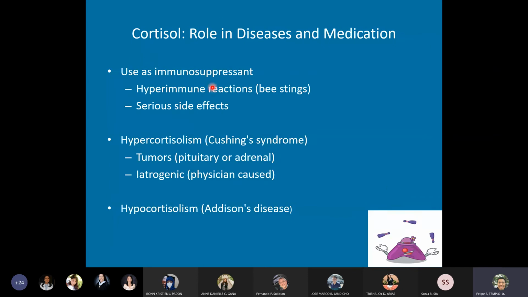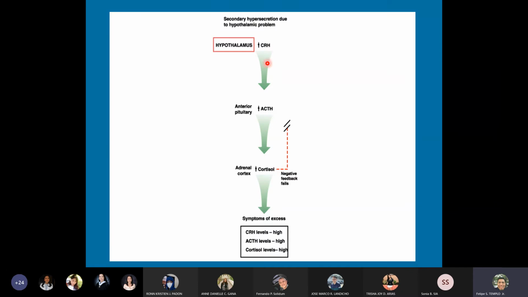So again, these are immunosuppressant and Cushing syndrome. In the laboratory, you can test which part of the axis is problematic. The CRH, ACTH, and cortisol can be measured in your serum. If everything is high, the problem is in your hypothalamus. So one of the causes will probably be a hypothalamic tumor or a trauma in that part.